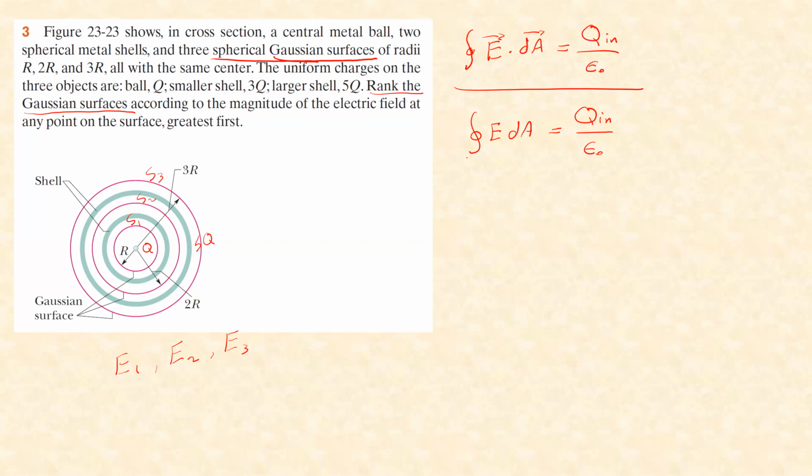And then E is the same because of symmetry, so it comes out, and that becomes E times the total area, which is 4 pi r squared, equal to Q inside over epsilon naught. So for each one of the Gaussian surfaces, you can write this. But for S1, what is the radius? Radius is r, right? So E times 4 pi r squared is equal to Q inside, which is, well, how much charge is inside S1?